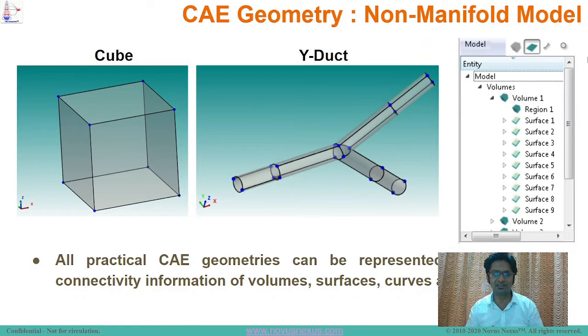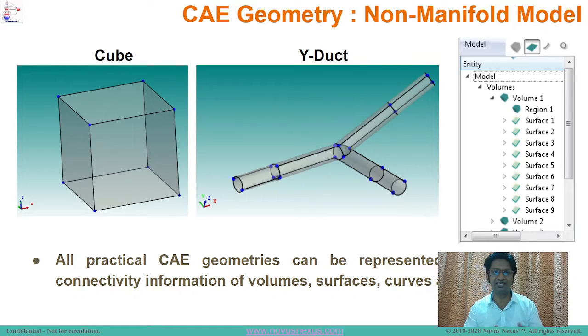Now, like the cube structure, all other practical CAE geometry one can define with the help of topological connection consisting of your region, faces, edges and vertices. So understanding the topology of CAE geometry is very easy because we can visualize it, and in the traditional approach the CAE geometry is the starting point of your simulation.